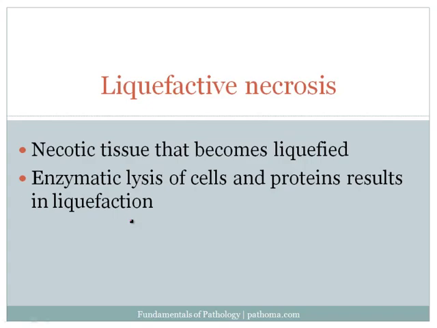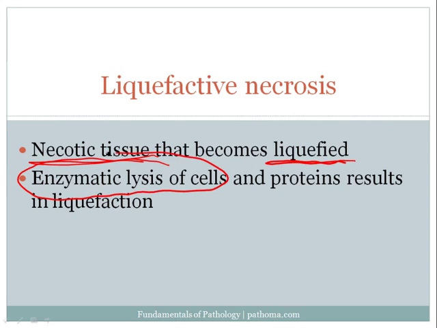Okay, so let's continue on. The next type of necrosis is liquefactive necrosis. And guess what? In liquefactive necrosis, the tissue becomes liquefied. So we've got necrotic tissue, or dead tissue, that becomes liquefied. The way by which the tissue becomes liquefied is that there is enzymatic lysis of the cells. The cells get acted on by some enzyme, and that is what destroys the tissue, resulting in the liquefaction.